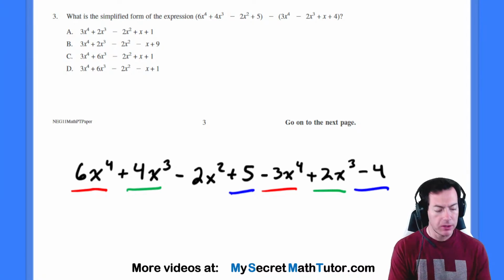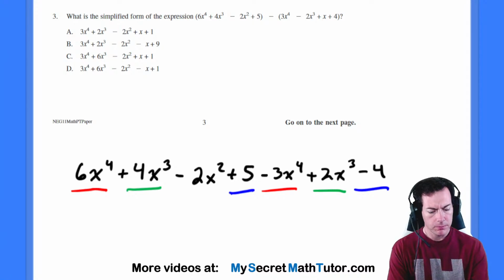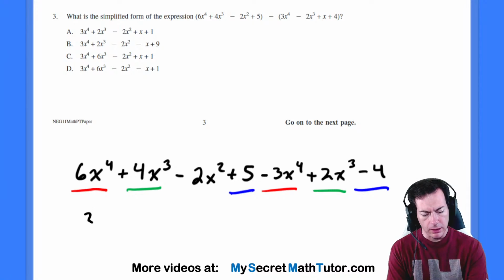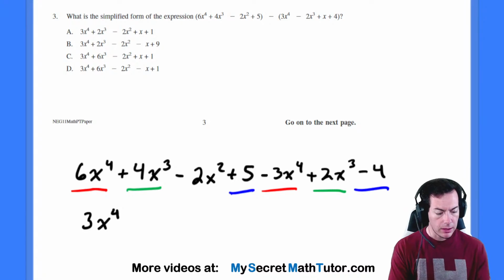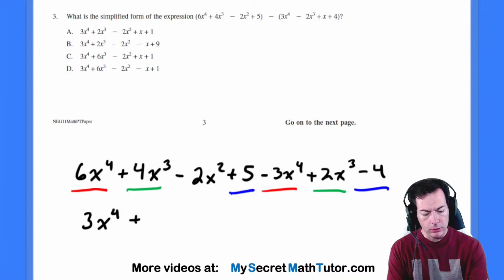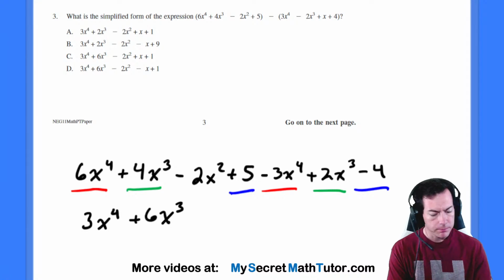All right, now we can go ahead and combine our like terms. Let's see what we got here. So combining the red terms, this would be the x to the 4th terms. 6 minus 3, this would give me a 3x to the 4th. Then combining the 4x cubed terms, so 4x cubed plus a 2x cubed, grand total of 6x cubed.